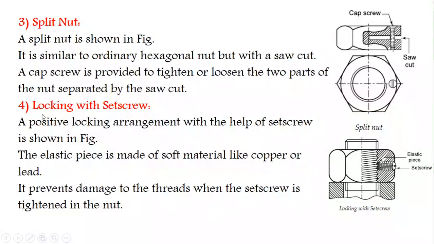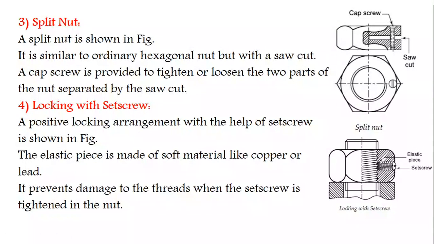And the fourth one is locking with set screws. A positive locking arrangement with the help of a set screw is shown in the figure. This is the positive locking arrangement using set screws. This is the set screw used in the nut and bolt arrangement.